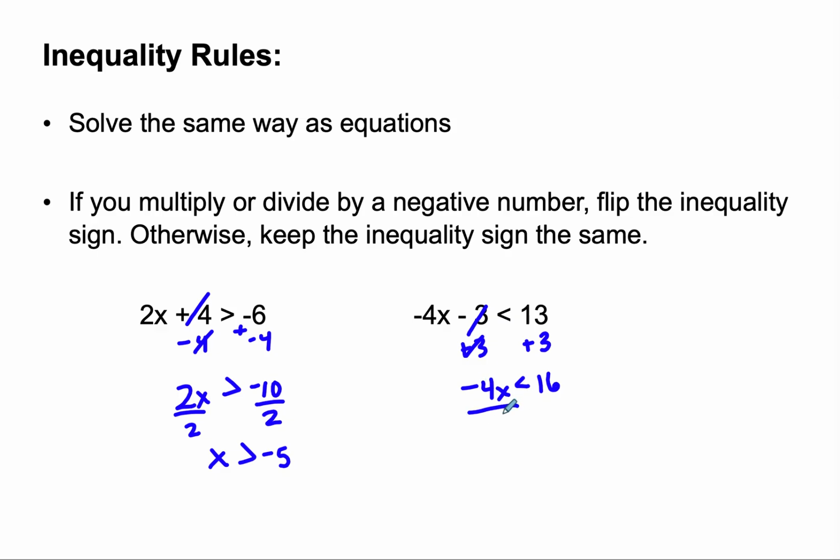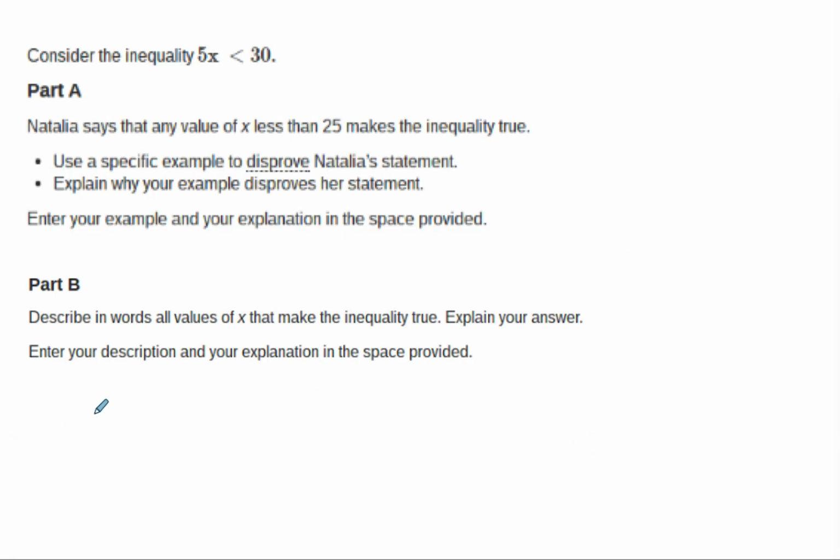To get rid of the times negative 4, I have to divide by negative 4. When I divide by a negative, my inequality sign relationship changes. So my inequality sign changes too. X becomes greater than. And then the answer is negative 4. All right, let's look at our last question here.